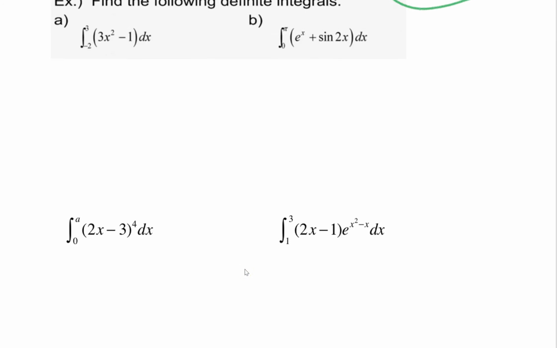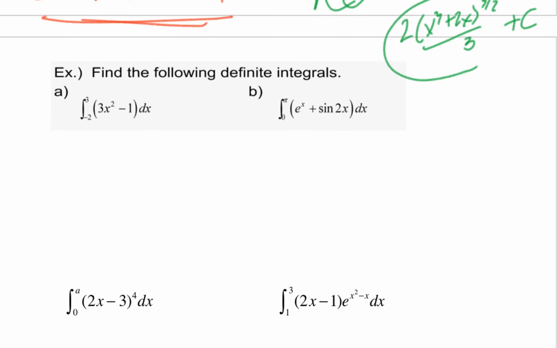Next, let's talk about how to do definite integrals. What's the difference there? The first thing with definite integrals, since we're doing definite integrals, that means there's limits. That's what definite integral means, there's limits. And since we're doing limits, that means there's no plus c. So if there's limits, you do top minus bottom.